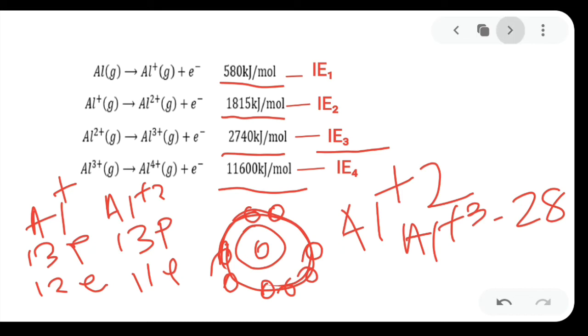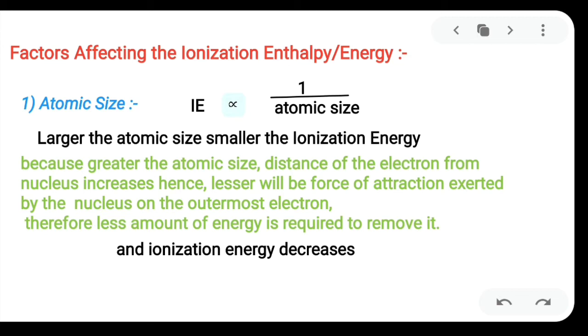Okay, now let us see what the factors affecting the ionization enthalpy or ionization energy are. The first factor is atomic size, and atomic size is inversely proportional to the ionization energy. This means when atomic size increases, ionization energy decreases. Why does it happen? Because when the atomic size increases, the distance of the electron from the nucleus increases. Hence the force of attraction exerted by the nucleus also decreases.